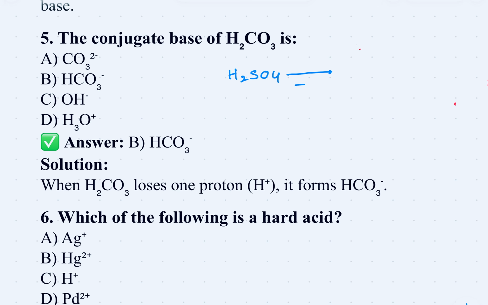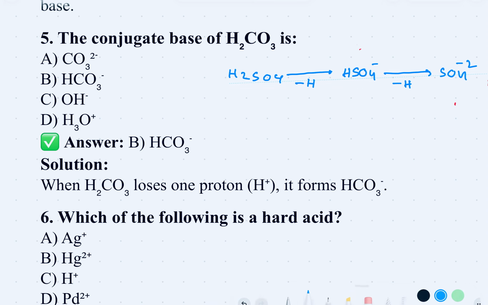H2SO4, on losing one hydrogen, becomes HSO4 minus. Again, it loses one more hydrogen and becomes SO4 2 minus. See, what is the relation here? Concentrate, all of you. What is the relation?